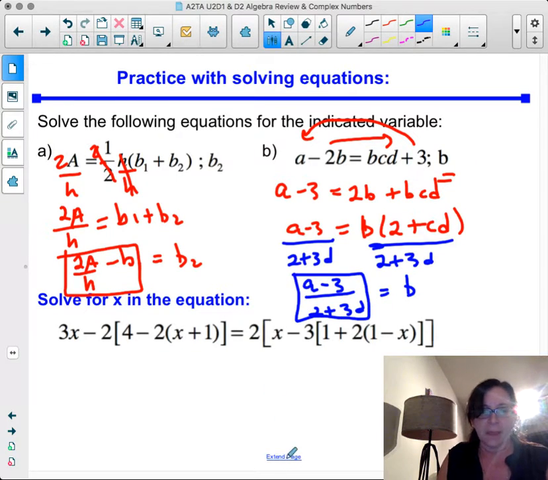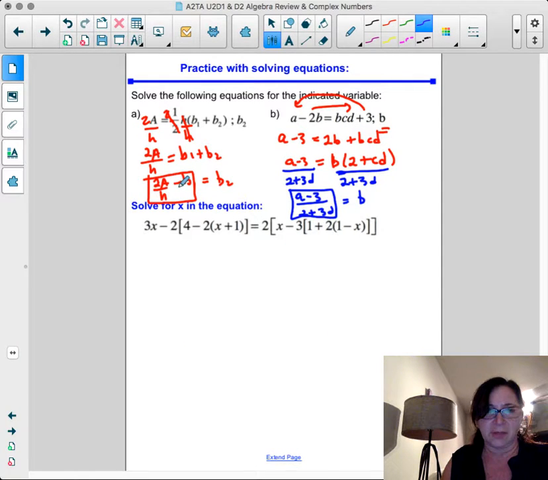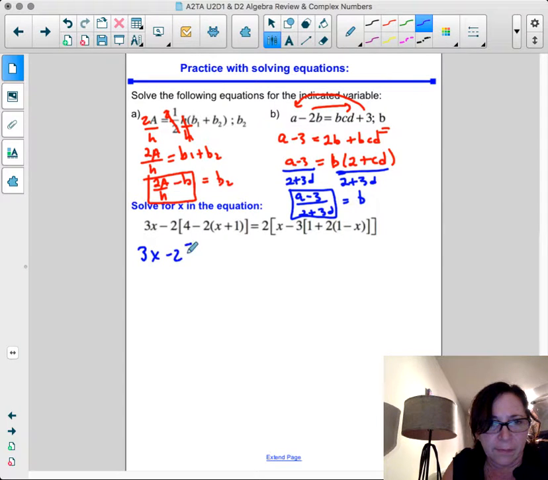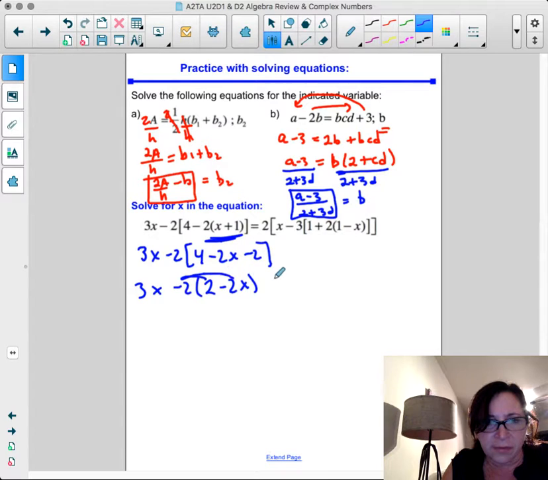Okay. This problem looks a little bit tricky, but it's not awful. We have 3x minus 2, 4 minus 2x minus 2. Always do the insides first, inside out. 4 minus 2, that's 2. So I have 2 minus 2x inside here. And then you're going to distribute this times this. I'm just working on the left side right now. So I have 3x minus 4 plus 4x. So that's 7x minus 4.